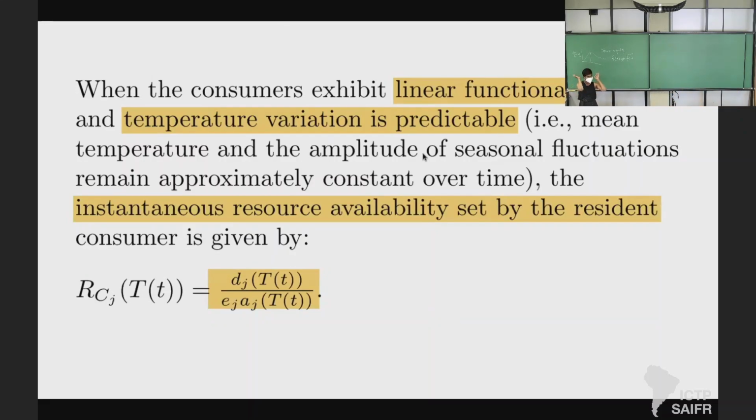We're going to say functional responses are linear, and this is very important, seasonal variation sort of acts like a limit cycle, like it's always the same amplitude. Generally, that's true. You can take seasonal variation, fit a sinusoidal function, and generally that's true under those conditions. So this does not apply to warming, because warming is non-stationary, right? The seasonal fluctuations keep changing. So under those conditions, the instantaneous resource availability can be approximated by the regular R star value, D over E A, but now with temperature dependent response functions, okay?